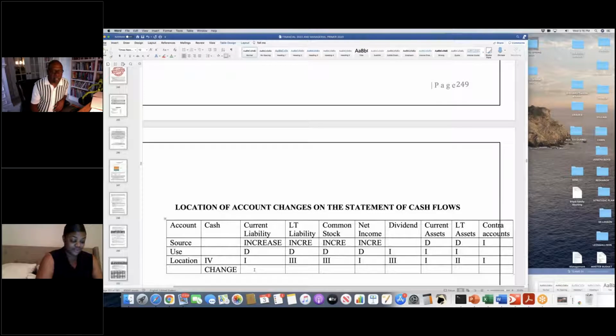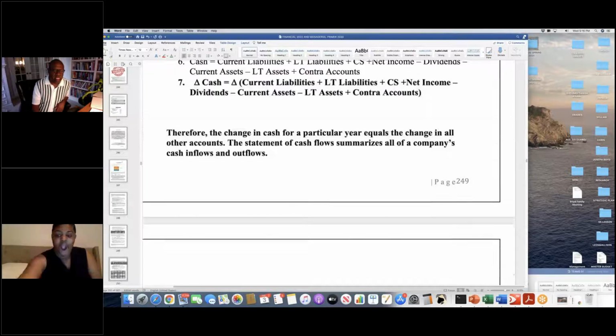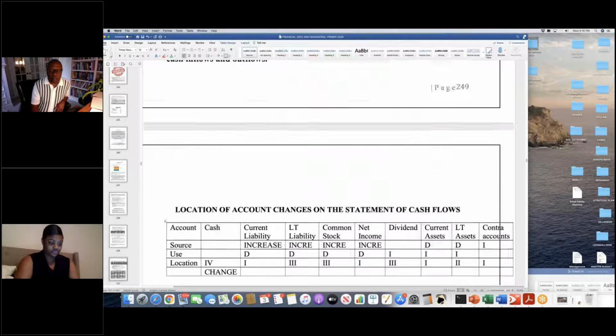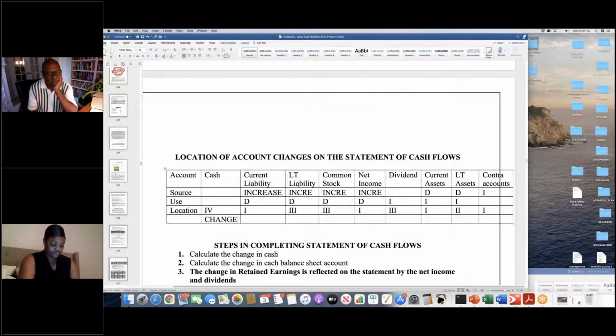Then we have the amount from operations, okay? And then we have the amount from investments, then we have the amount from financing. And so we got to put these other areas, all these other changes in these other areas. That is, some of the changes are going to be in operations, some in investments, some in financing. And so this chart shows you where everything goes.